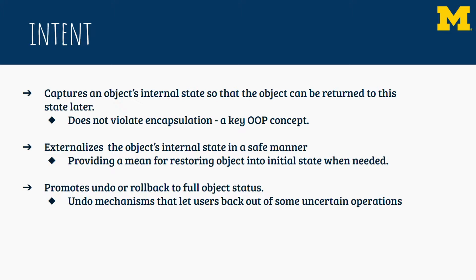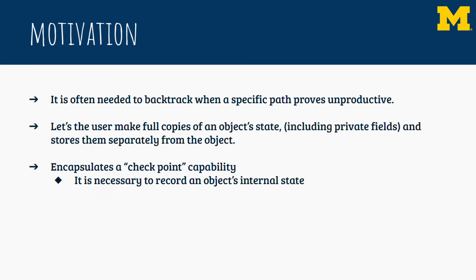So this pattern, the Memento design pattern, externalizes the object's internal state in a safe manner by providing a means for restoring the object into its initial state when needed. It also promotes undo or rollback to the full object status. It provides undo mechanisms that let users back out of some uncertain operations.